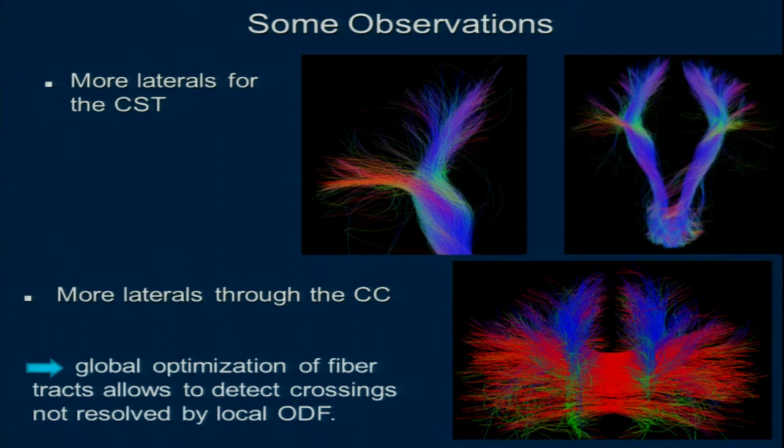Because of this global nature of the optimization, we immediately see that compared to standard algorithms, we get more lateral fibers of the corticospinal tracts, and also from the cross-callosal connections we get a lot more laterals than with standard approaches. So we can use that to make up for the fact that we don't have all these fantastic gradient systems we would like to have. I should say that in summer we will get our Prisma, and we hope we can get better there.